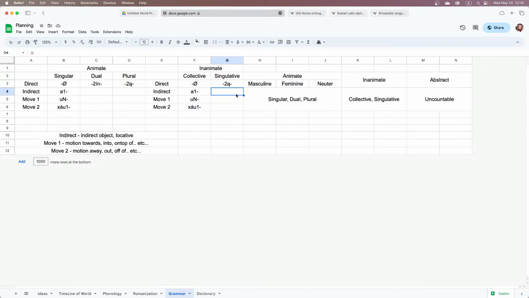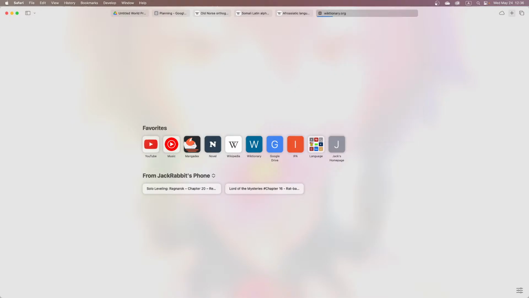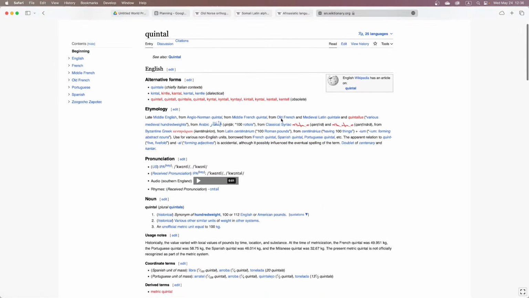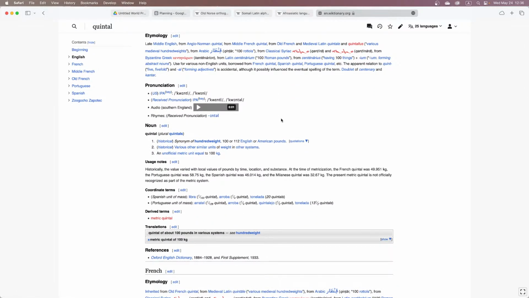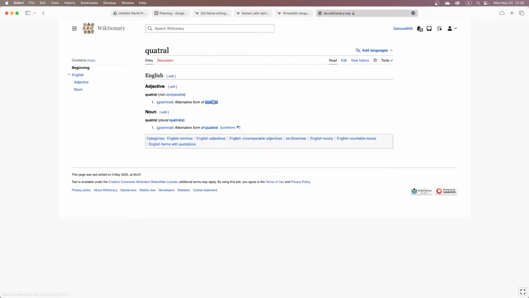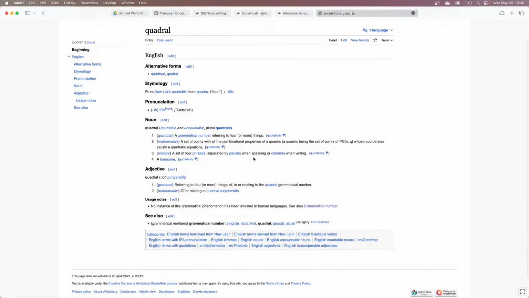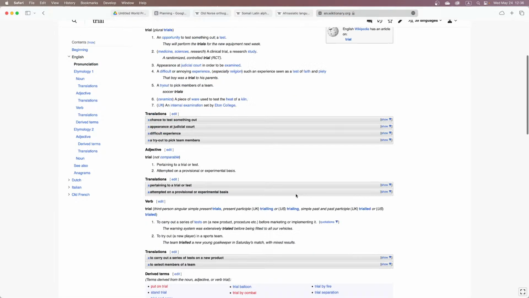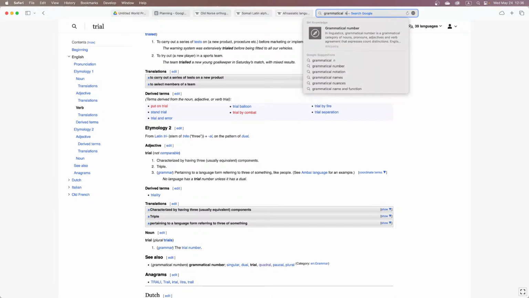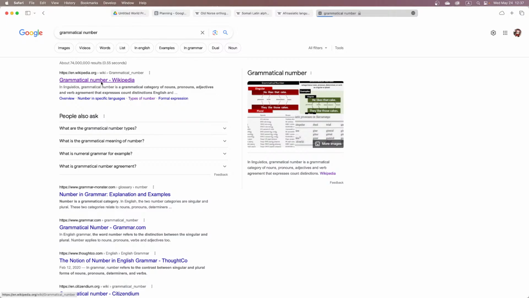Singular, dual, trial, quadral, quintal. I don't think the term for six something is sexual. Sextal? So quintal is obviously five. No, quintal is not five. Quadral. So no instance of quadral has been found in any human language, but sextile, yeah, that makes a bit more sense.